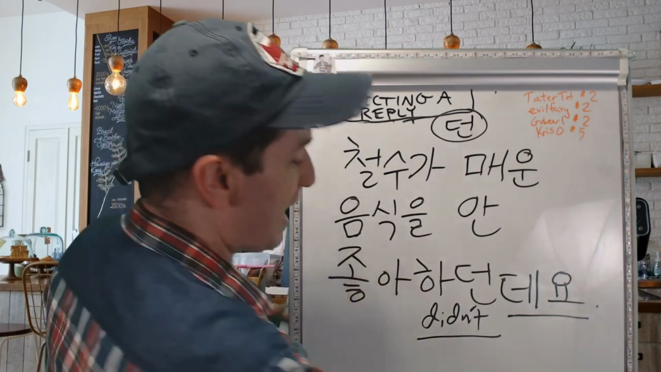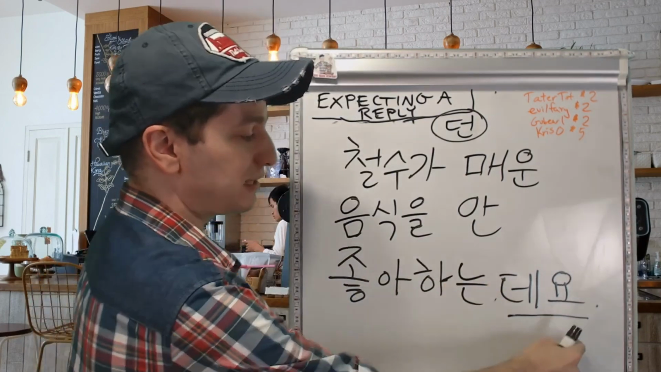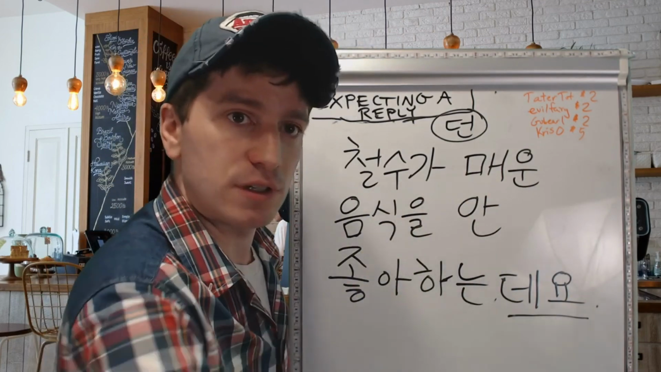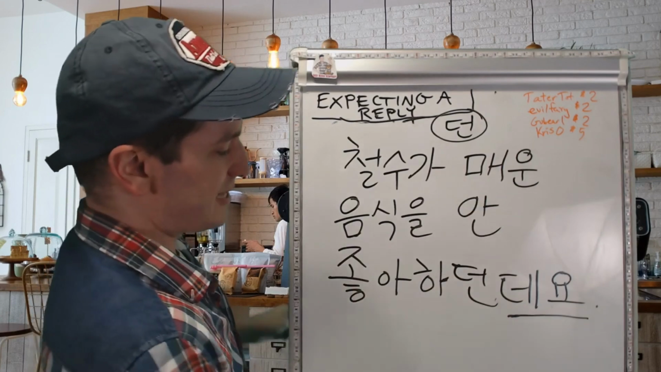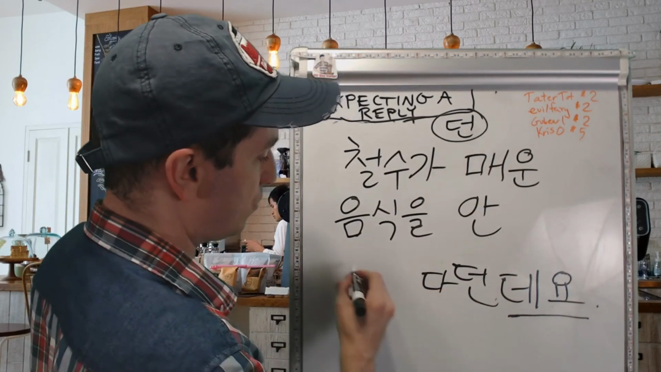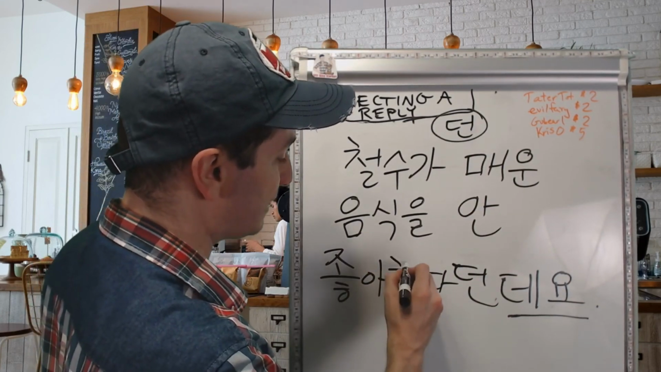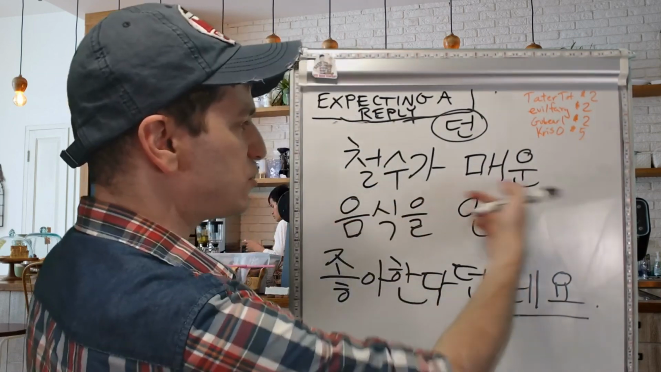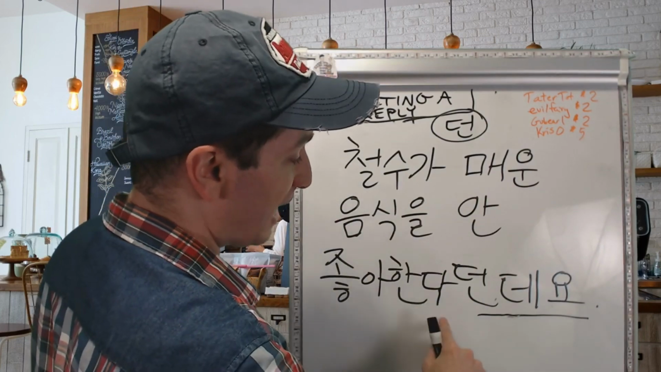If this was not in the past, you can also just say 좋아하는데요? 철수가 매운 음식을 안 좋아하는데요? 철수 doesn't like spicy food. What do you think? We can also use this exact same form with 다던데요. So we have the plain form, which is 좋아한다던데요. So you just stick 던데요 onto the plain form. 철수가 매운 음식을 안 좋아한다던데요.